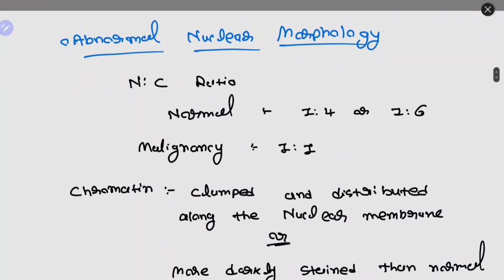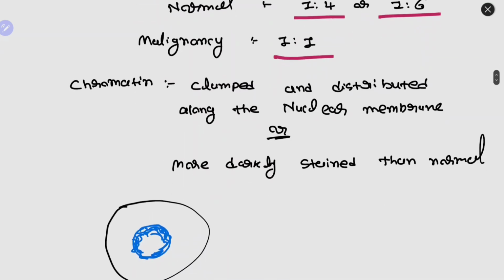The second morphologic feature we are going to see is abnormal nuclear morphology. What is the NC ratio, guys? NC ratio is the nucleocytoplasmic ratio, the ratio between nucleus size and cytoplasm. In normal cells, it is 1:4 or 1:6. While in malignancy, as we know, the nucleus of the cells is enlarged, so the nucleocytoplasmic ratio will be 1:1. We can understand how large a nucleus will be present in those cells.